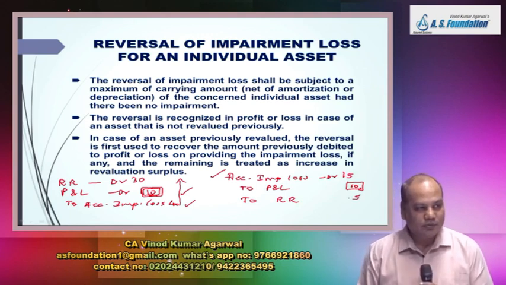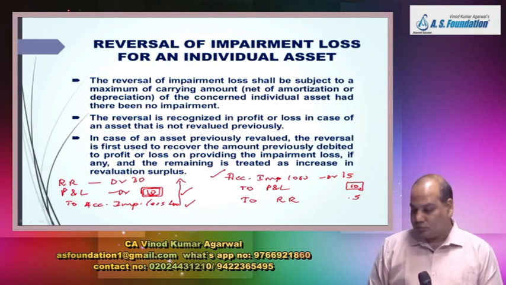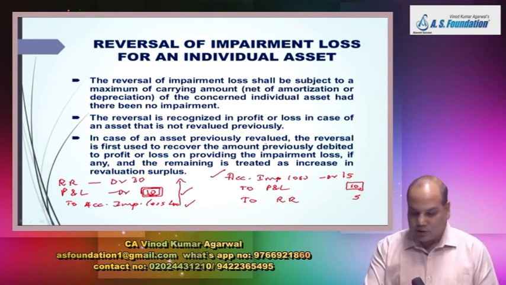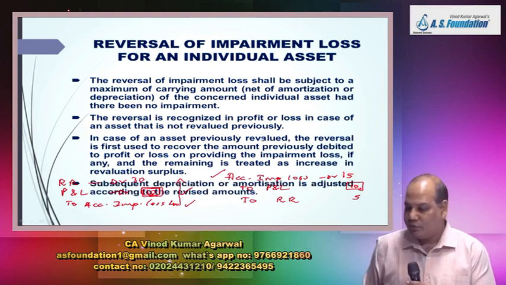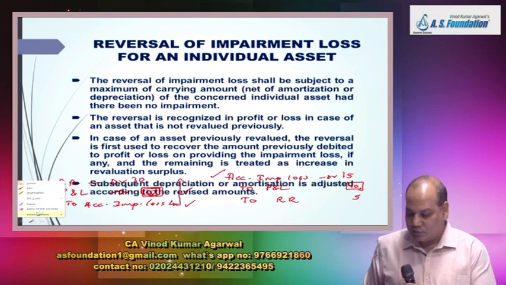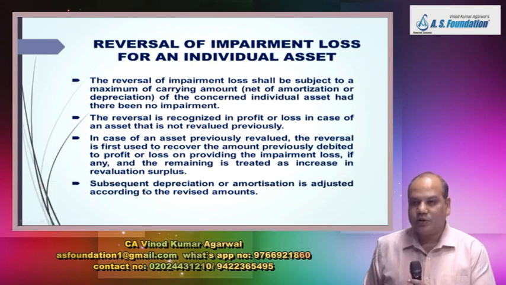revaluation reserve. Okay. So it is written that if an asset was previously revalued, the reversal is first used to recover the amount previously debited to P&L account on providing the impairment loss, if any, and the remaining is treated as an increase in revaluation surplus. Next question, what about depreciation? Will it increase or decrease after reversal?